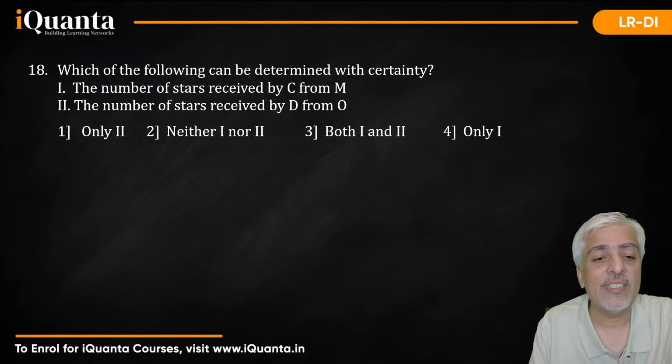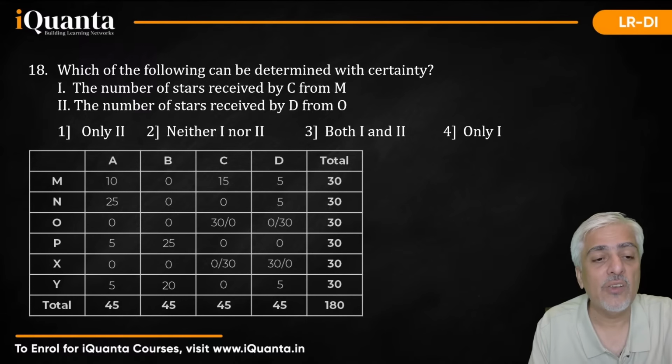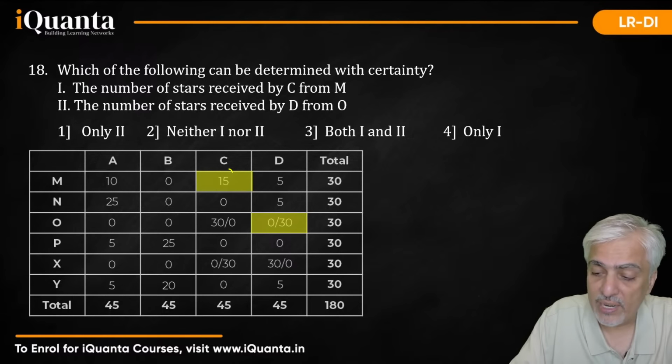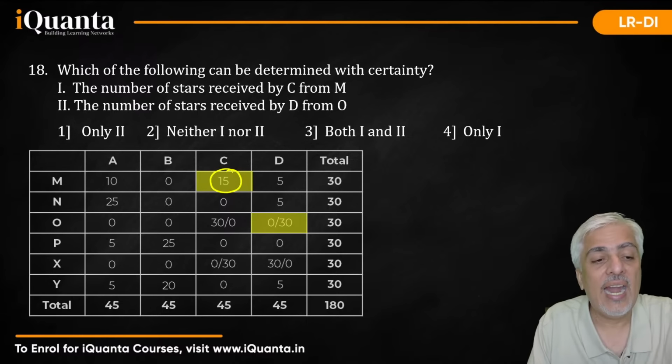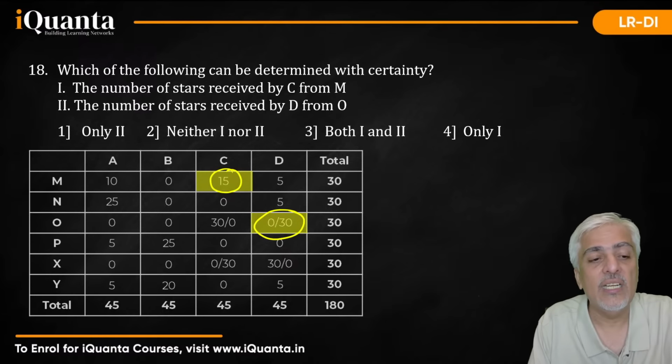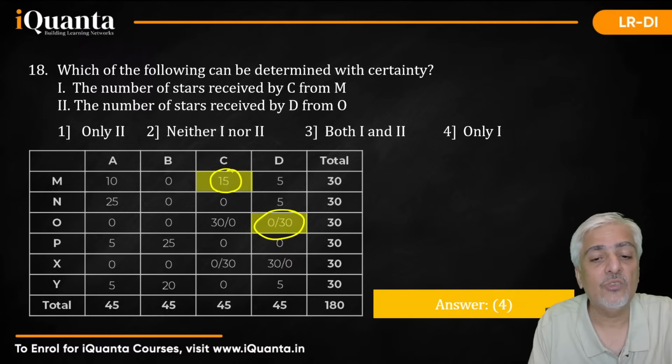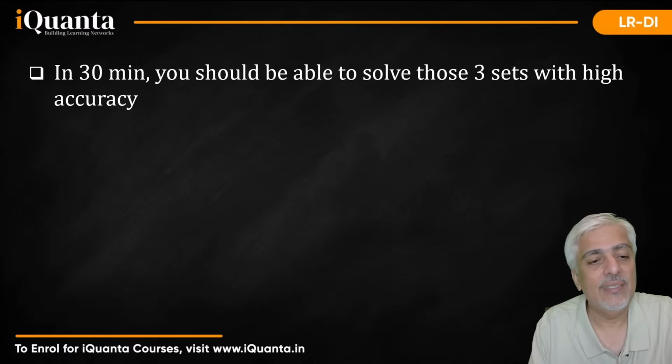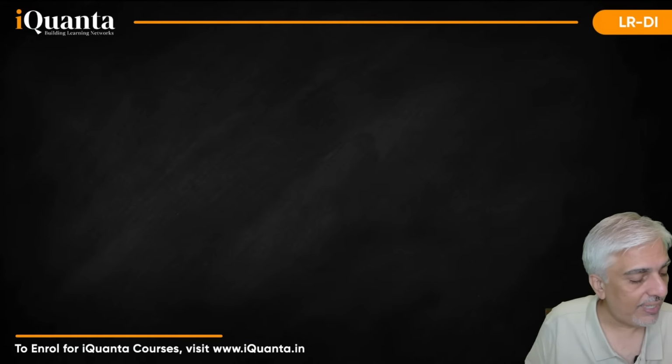Which of the following can be determined with certainty? Number of stars received by C from M. C from M, we are definitely getting the answer. And number of stars received by D from O, this we are not definitely getting. It can be 0 or 30. So we are getting the first statement, we are not getting the second statement. So answer is fourth, only 1. And that is why it was a very, very easy set.